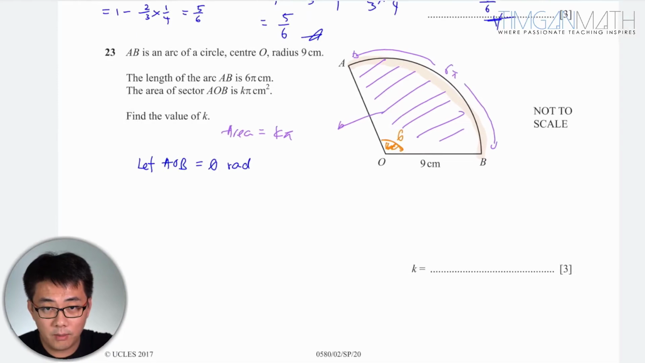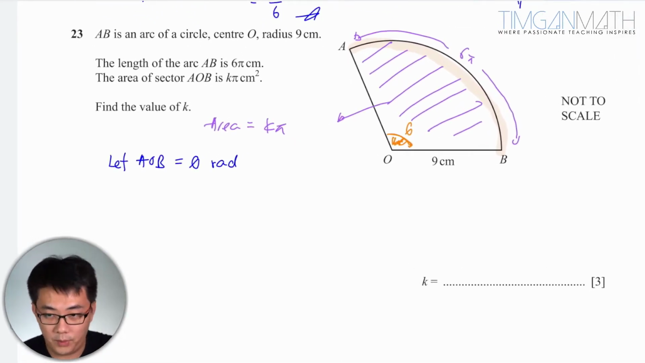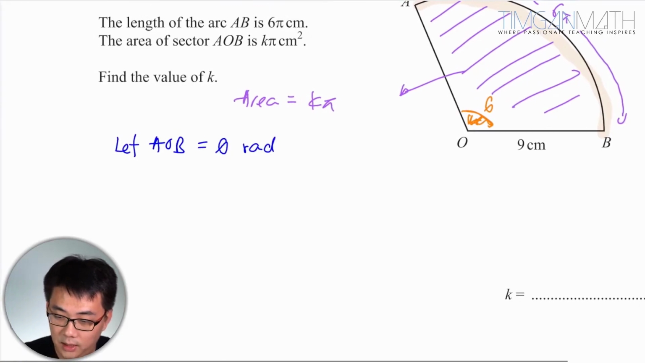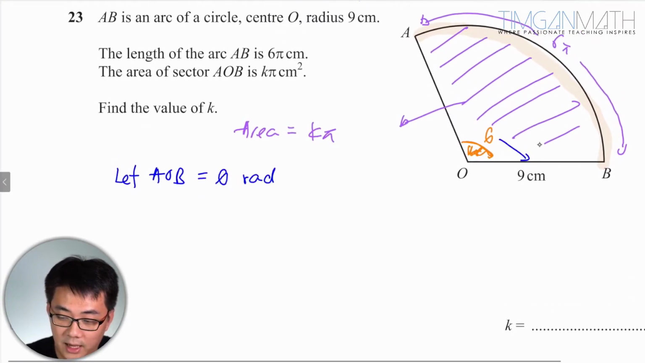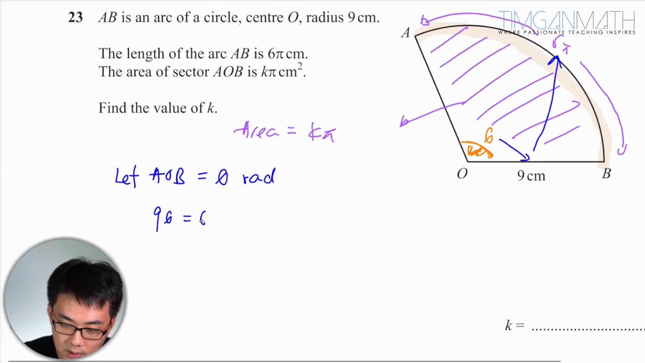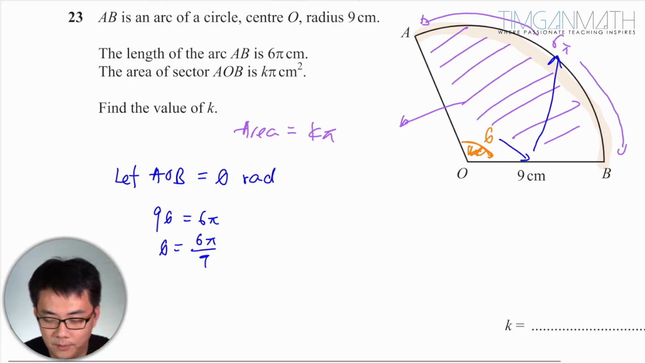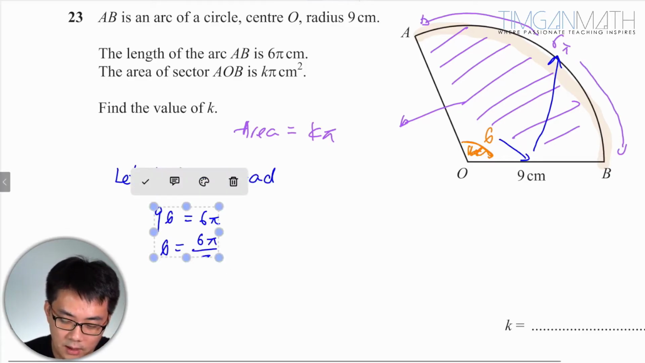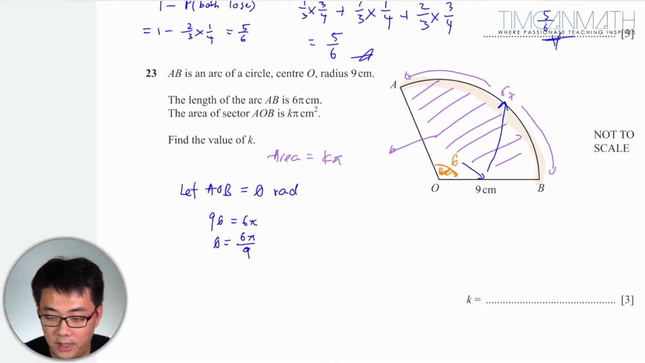Radian measure will be easier when it involves the arc length. That will be the easiest. So if this is theta, what you know is that if you take theta multiplied by 9 cm, you get 6 pi. So 9 theta equals 6 pi. So theta will just be 6 pi over 9, or 2/3 pi. It's okay, we just leave it as 6 pi over 9.